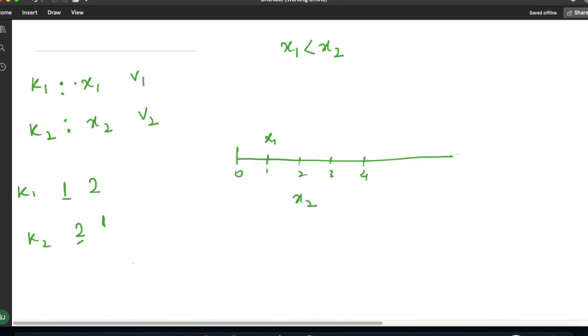So the problem is saying that if k1 starts jumping v1 meter and k2 starts jumping v2 meter, is it possible that k1 and k2 meet at a certain point? If they meet, then we have to return yes, else we have to return no. So this is the problem.